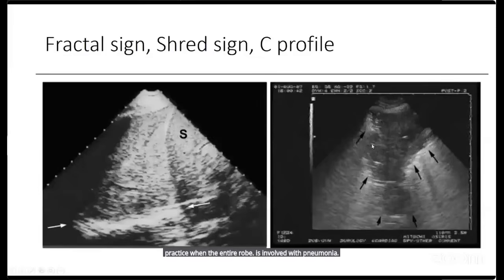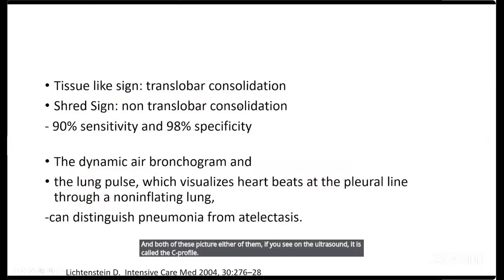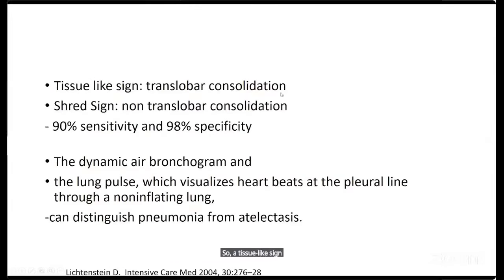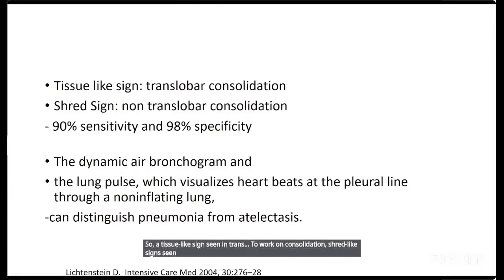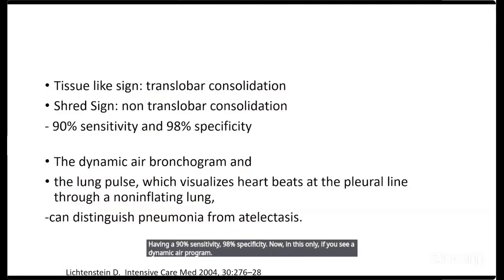When the entire lobe is not involved, sometimes you get just a marginal shred-like picture, and this is called a shred sign. Either of these pictures, if you see them on the ultrasound, is called the C profile. So a tissue-like sign is seen in translobar consolidation, and a shred-like sign is seen in non-translobar consolidation, having 90% sensitivity and 98% specificity.